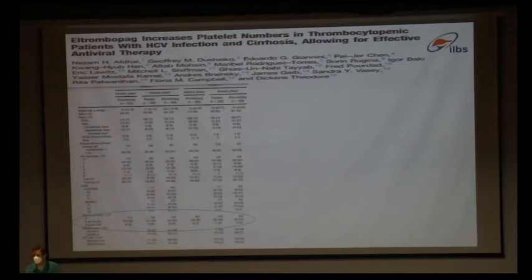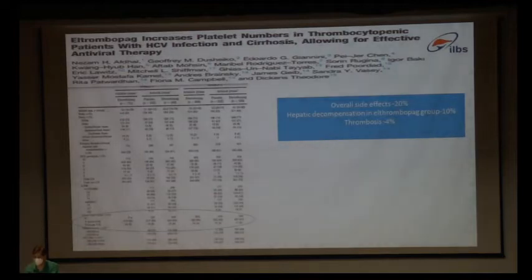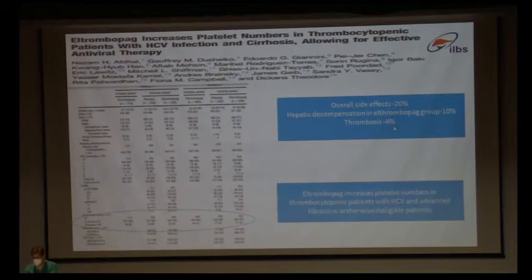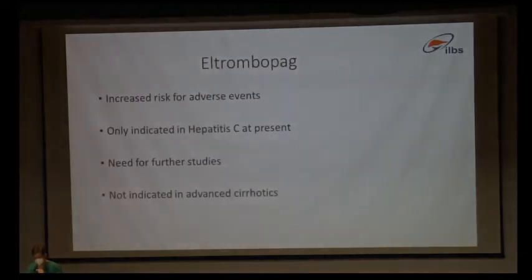So they did not take patients with Child C. But here, very importantly, the overall side effects were nearly 20%, with many causing hepatic decompensation, close to 10%, and nearly 4% had increased risk of thrombosis. So again, it did increase platelet numbers, but not without many adverse events. So most of the studies have postulated that there's an increased risk of adverse events.